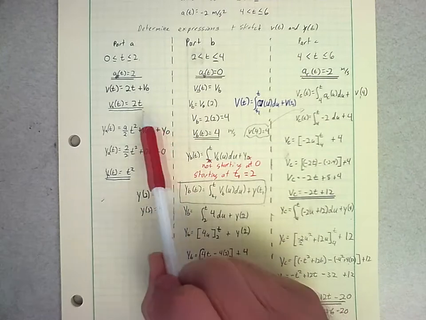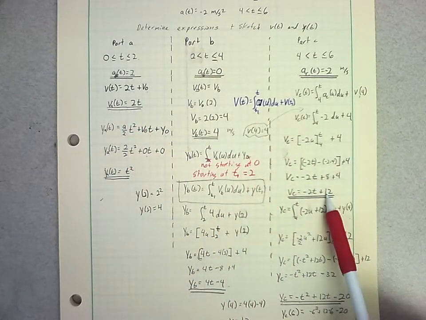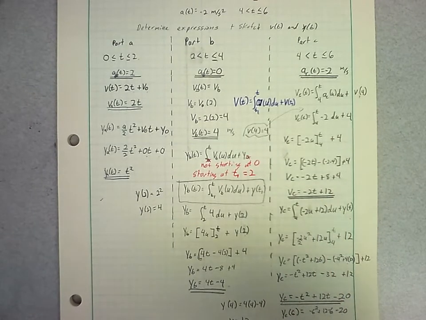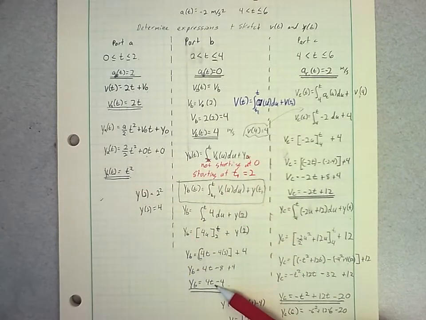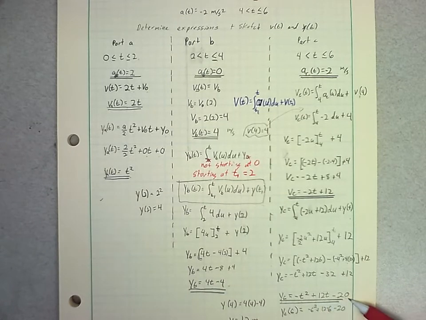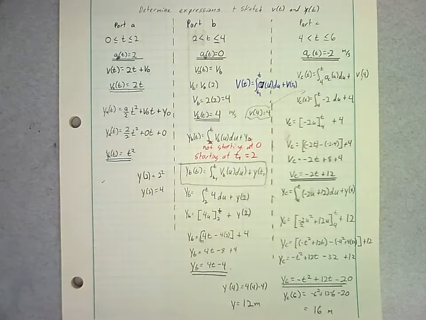Velocity I had to do some work to get. It's 2t for that part, 4 for that part, and negative 2t plus 12 for that part. Position I had to do a little bit more work to get. It's t squared for that part, 4t minus 4 for that part, and negative t squared plus 12t minus 20 for that part. And now it wants me to actually graph those. Make a sketch of that.